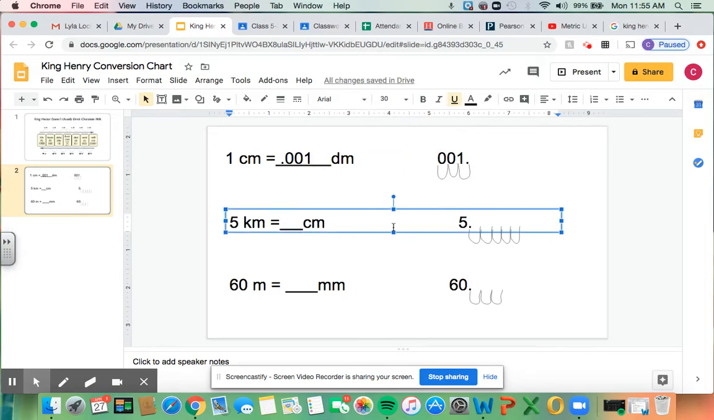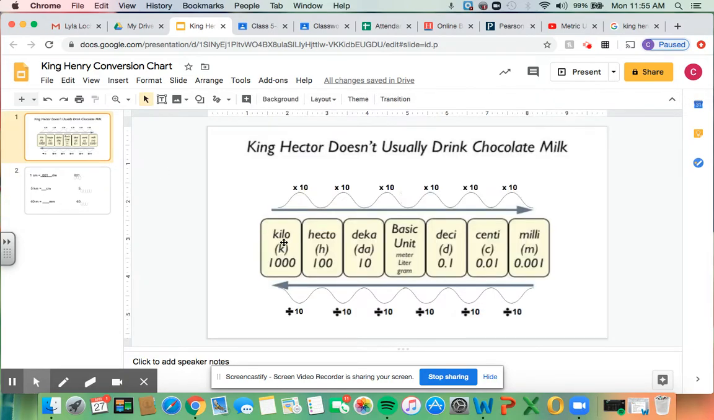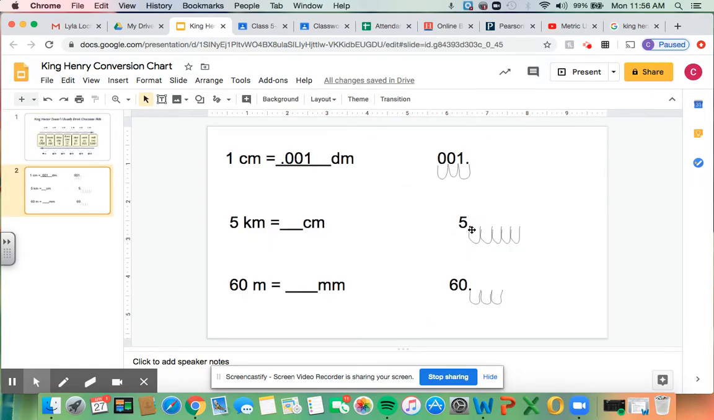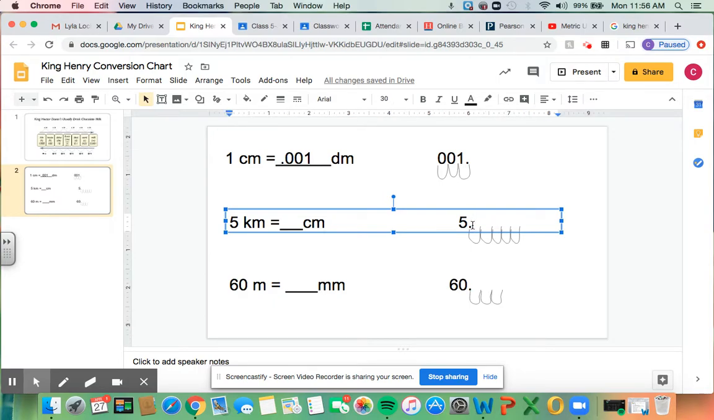Okay. Now we have 5 kilometers, and we need to convert that to centimeters. So from kilometers to centimeters, I'm going to go from left to right, so I'm going to be multiplying. I jumped 1, 2, 3, 4, 5 spaces, which means I'm going to the right 5 times, like I drew here. And for each, we're going to put a placeholder of 0, which in this case, there are 5 zeros. So this number now became 500,000. So there are 500,000 centimeters in 5 kilometers.